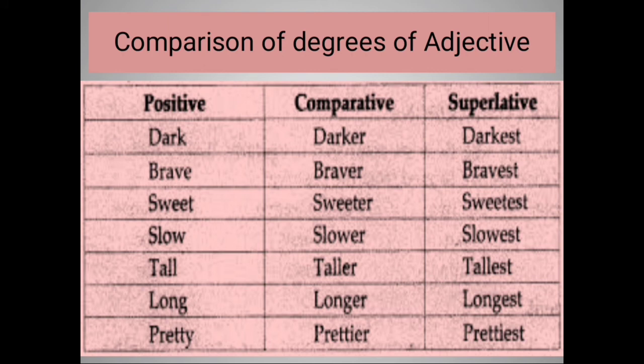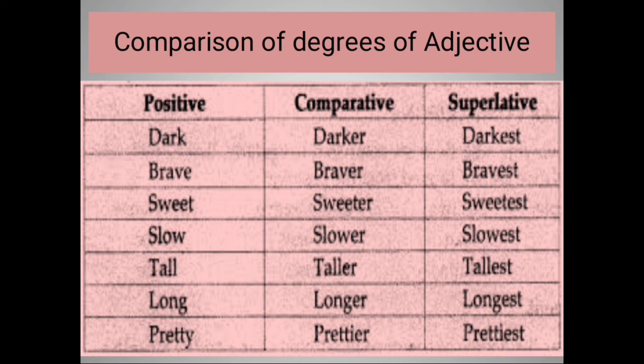So let's see this chart. The first one is positive degree, comparative degree, superlative degree. Like dark, darker, darkest. Brave, braver, bravest. Sweet, sweeter, sweetest. Now like sweet, this is positive. ER we have added, that is comparative degree. And then superlative degree, EST we have added. Slow, slower, slowest. And tall, taller, tallest. Long, longer, longest.